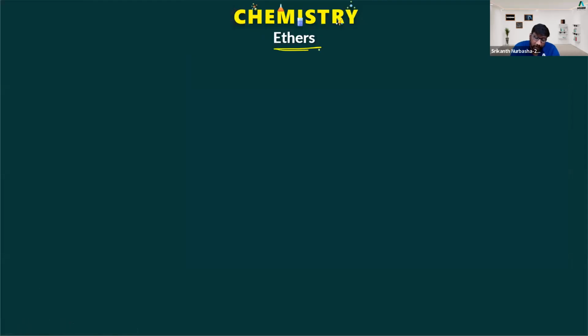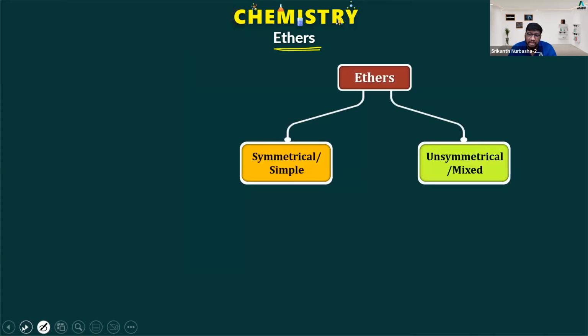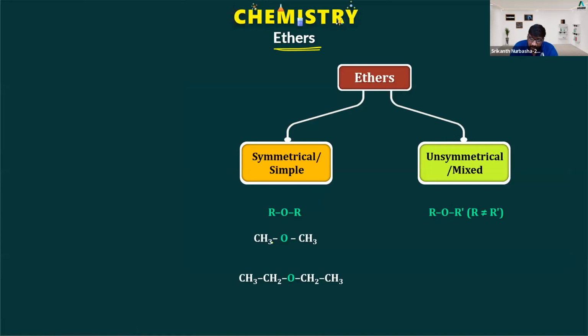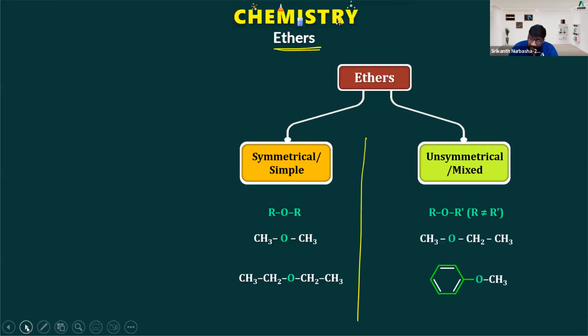And then you have the next concept, ether, students. Ethers are of two types, symmetrical ethers and unsymmetrical ethers. Symmetrical ethers means that with respect to oxygen, both sides have the same alkyl groups. Unsymmetrical means both sides have different alkyl groups. So ROR is a symmetrical ether. ROR dash, where R and R dash are not the same, is an unsymmetrical ether. CH3OCH3, CH3CH2OCH2CH3 are symmetrical ethers, whereas CH3OCH2CH3, C6H5OCH3 are unsymmetrical ethers.